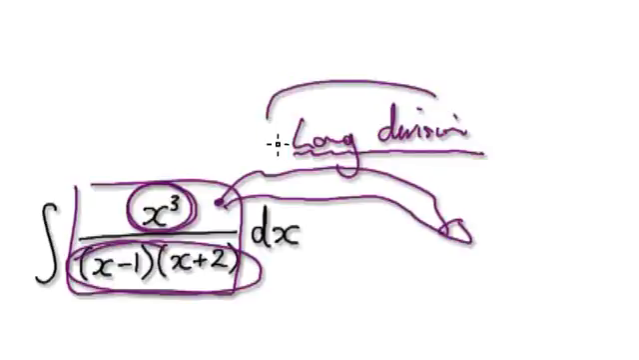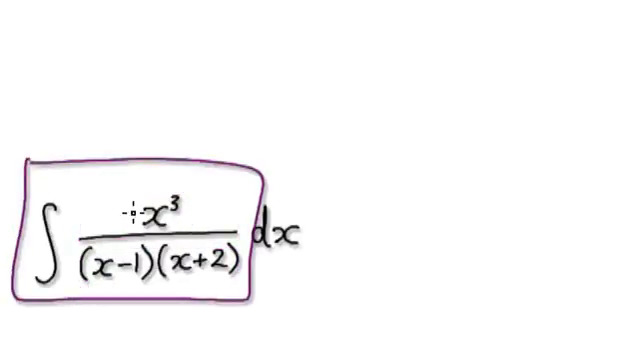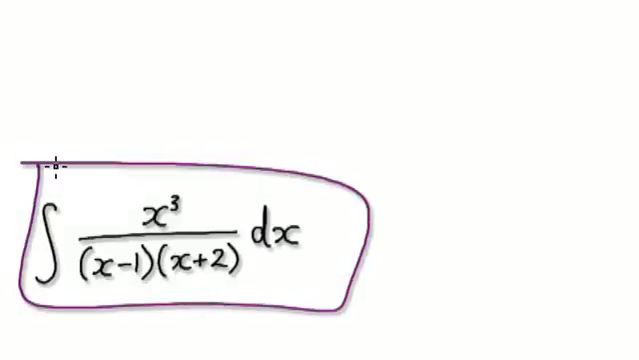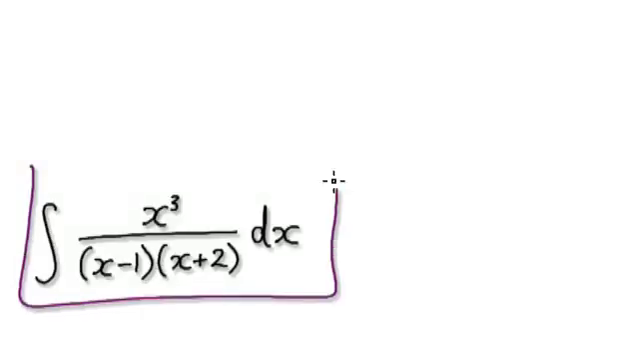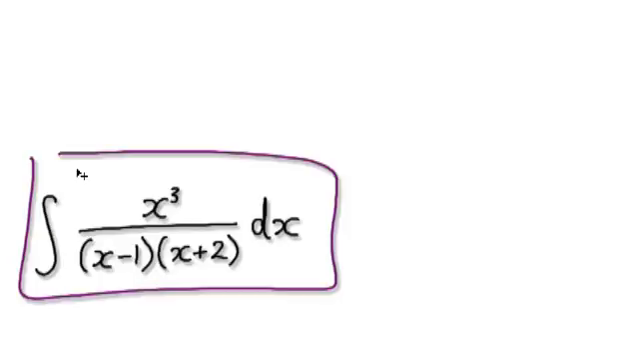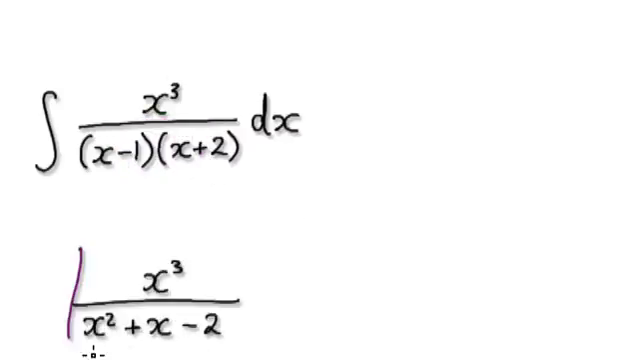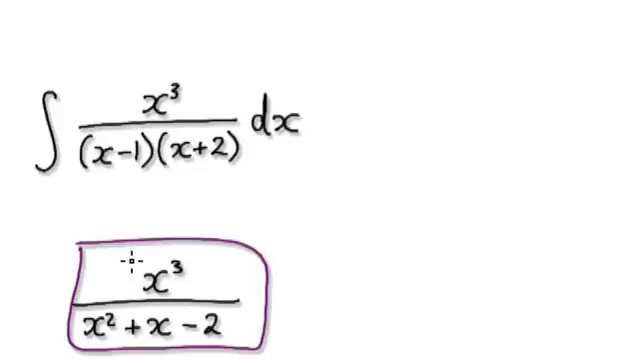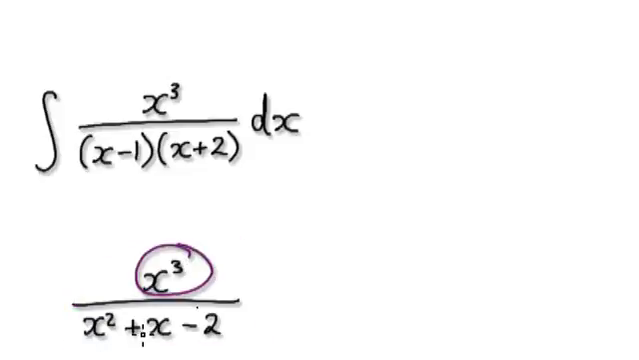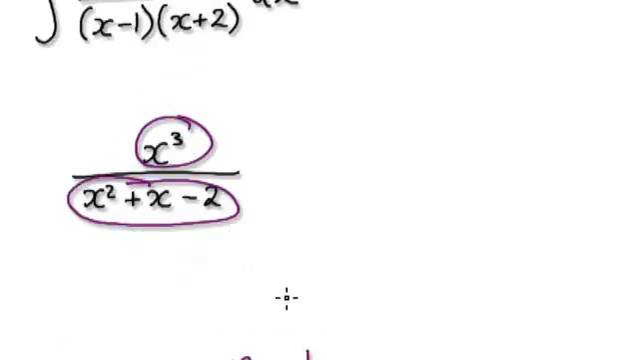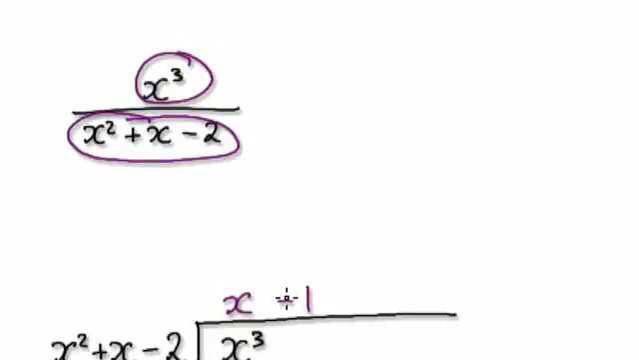So now that we've spent some time on long division, let's return back to this problem and let's try and integrate this now. To integrate this, multiply this out. So this times this, this times this, this times this, and this times this. That will then give us this. And now, in the case of the degree of this being greater than the degree of this, we need to use long division.